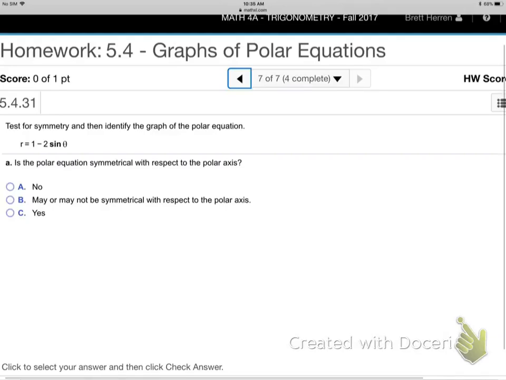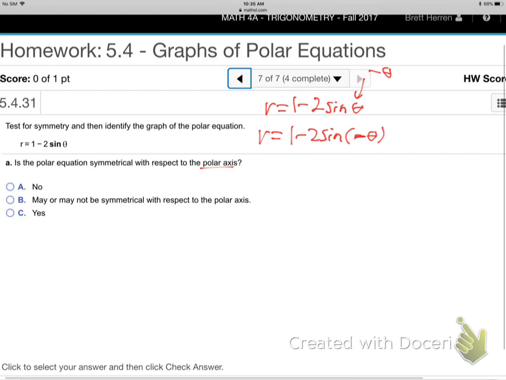Because we need to see how those inner loops are made. We've had a dimple, we've had a cardioid, the heart, but we've not had the inner loop. I believe this will be the inner loop. So let's go through the 3 tests first off. So r equals 1 minus 2 sine theta. Put in negative r. Oh, no, not negative r. Put in negative theta. For the first test, for the polar axis test, the x-axis, positive and negative theta, above and below the x-axis.